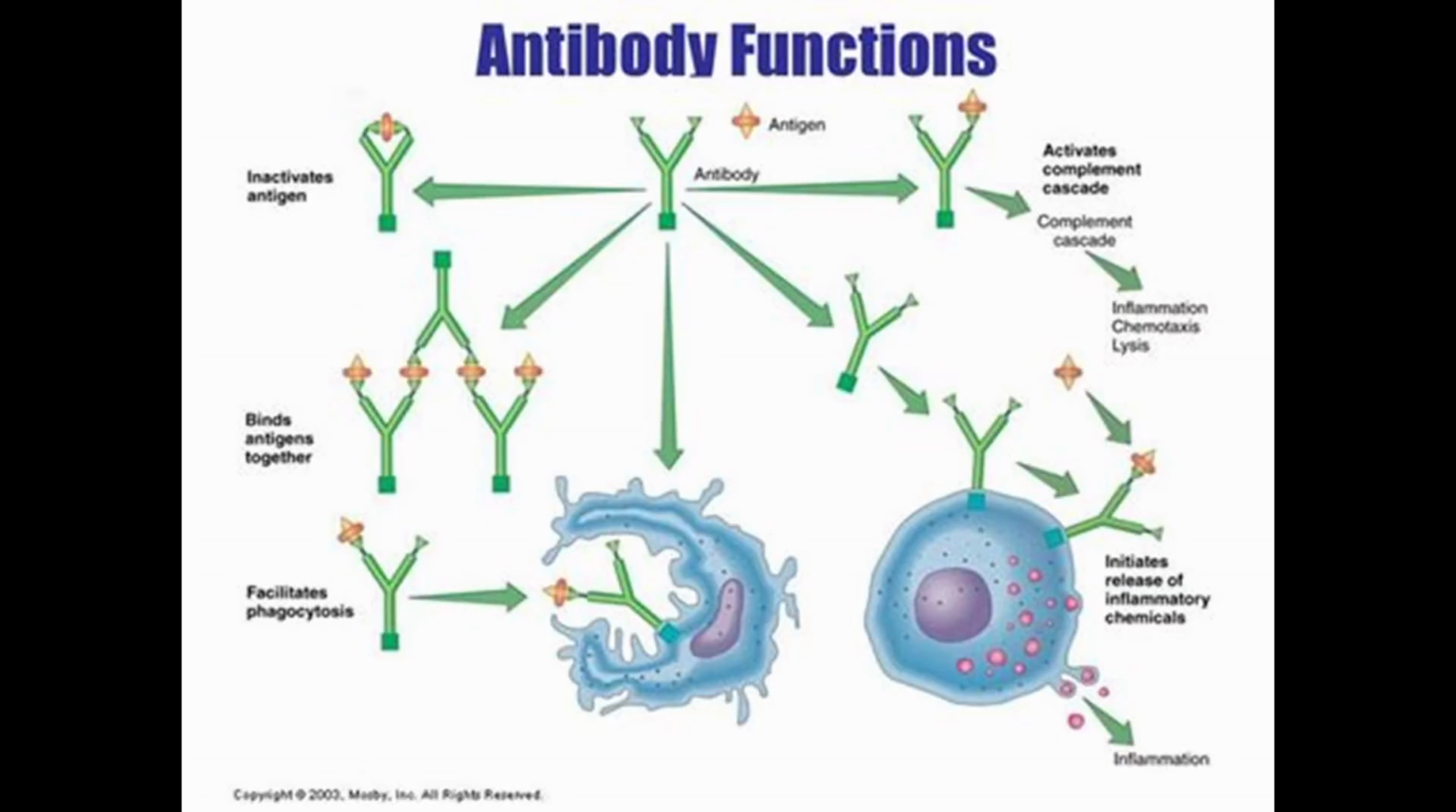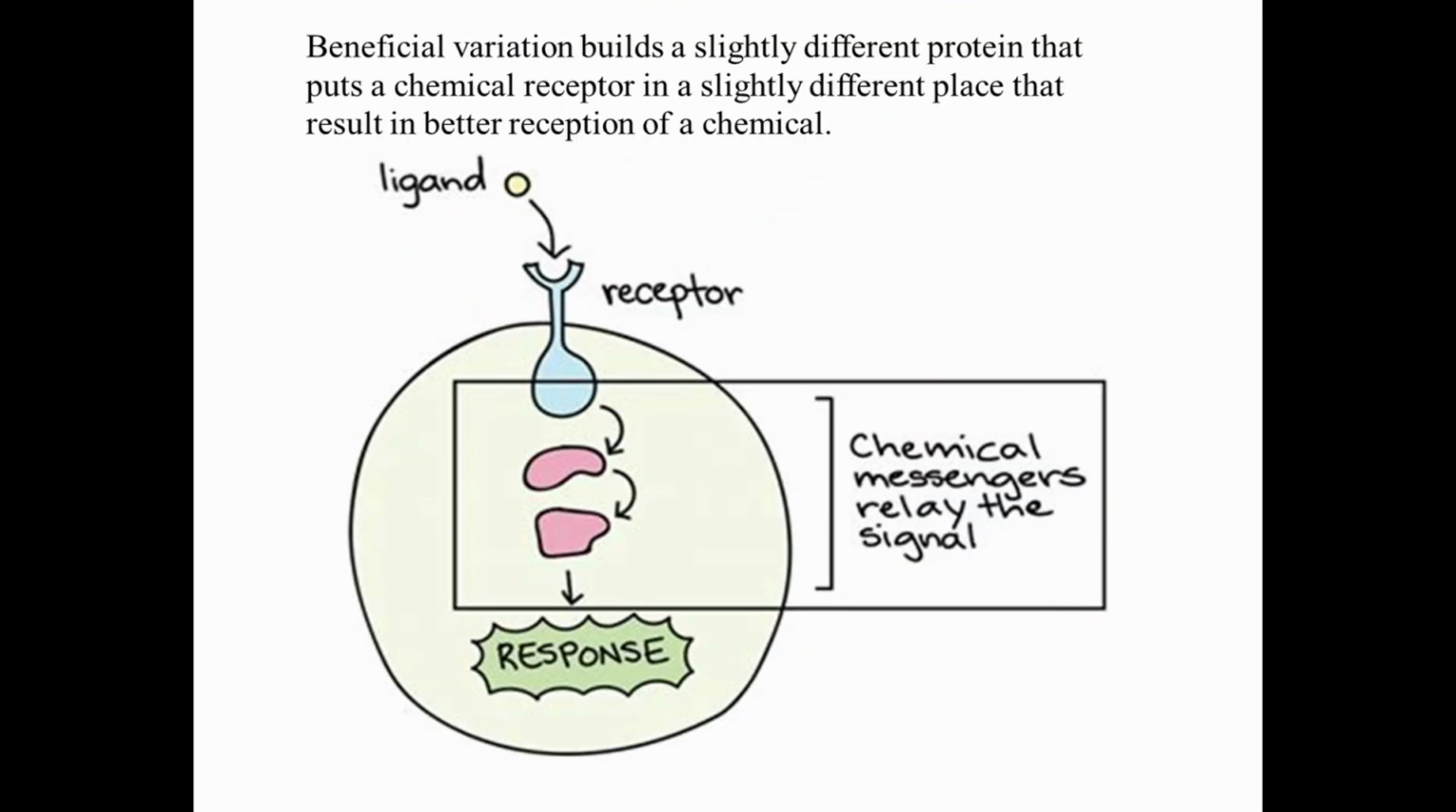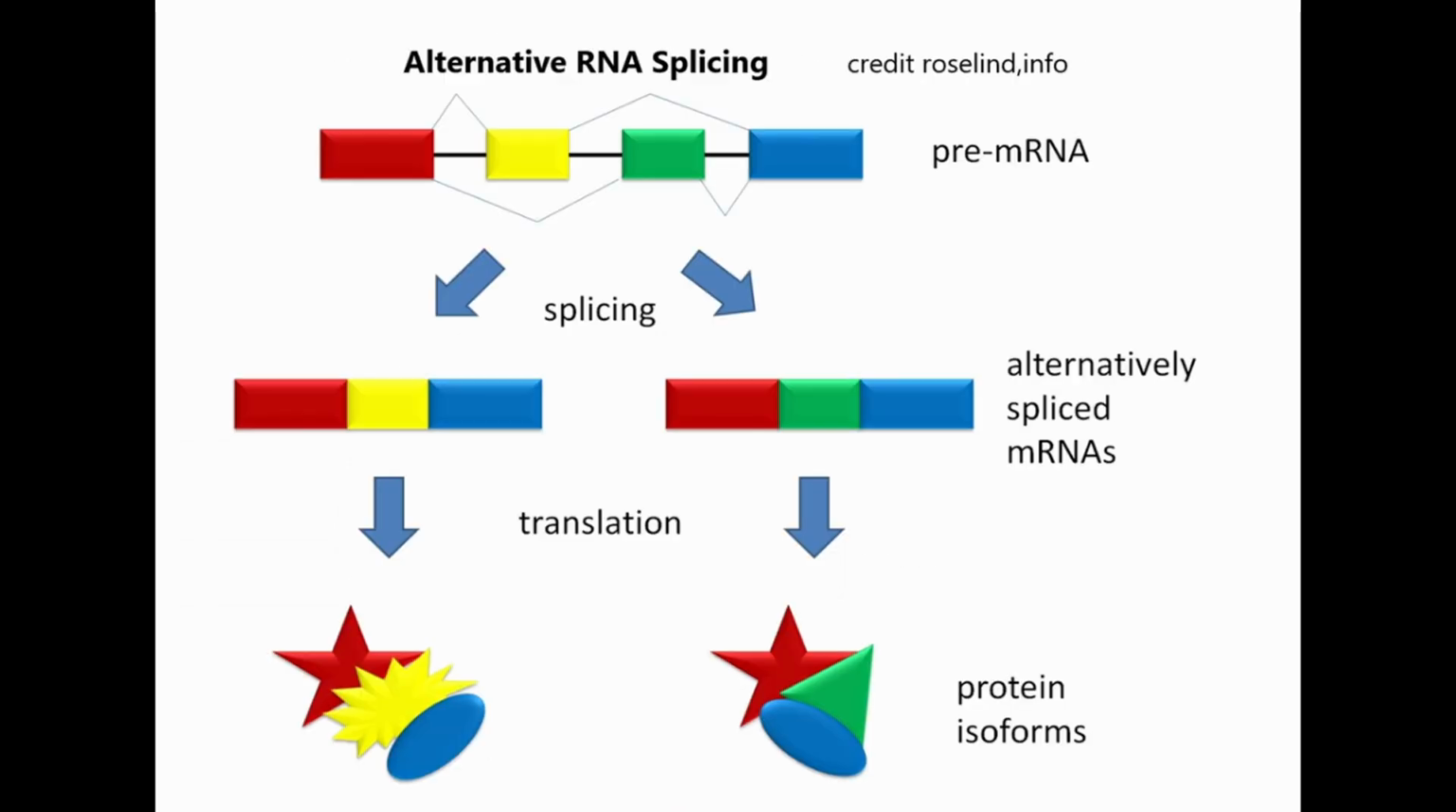An example of beneficial variation might be a slightly different antibody protein that might kill a mutated virus better than the full antibody protein. Another example might be a slightly different protein that puts a chemical receptor in a slightly different place, resulting in better reception of a chemical or a reception of a variation of the chemical. Obviously, a major variation from the full protein might cause loss of the protein's function. An illustration of alternative splicing is shown in the figure.